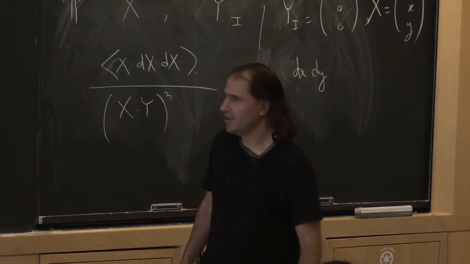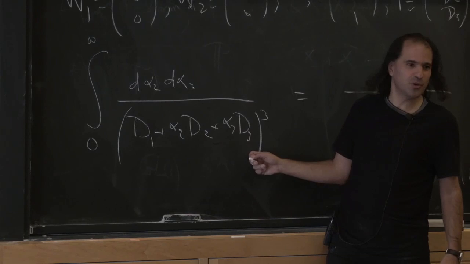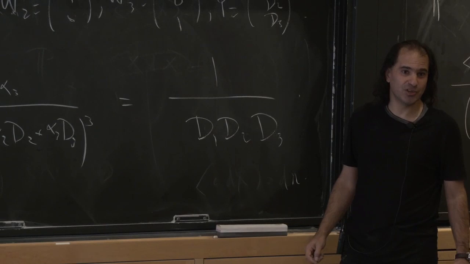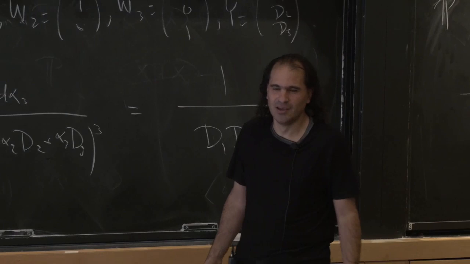So you see here, it didn't matter who I set to 1. It seems asymmetrical between the three guys, but of course, it's not asymmetrical. That was just the sort of gauge fixing that I did and so on. So the Feynman trick is nothing other than the formula for the volume of a simplex, okay, in projective space. Okay, any questions about this?